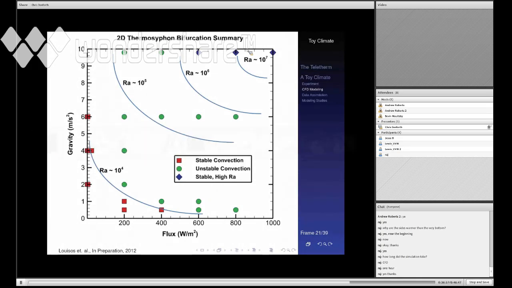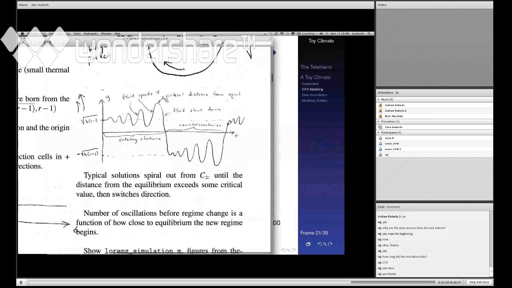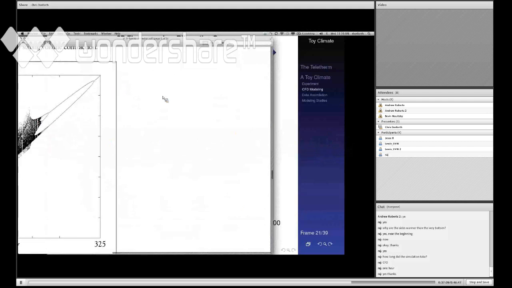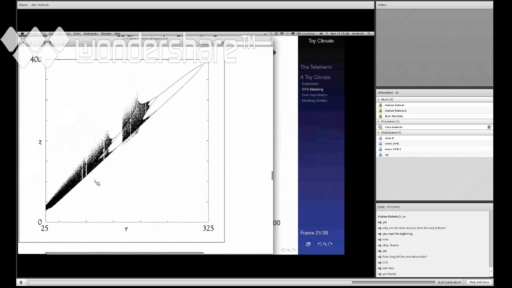Okay, so let's see. Is there anything else I wanted to show you? Oh yeah, okay. So I can show you, at least in the Lorenz equations, what the bifurcation diagram looks like. So here is a bifurcation diagram for the Lorenz equations.